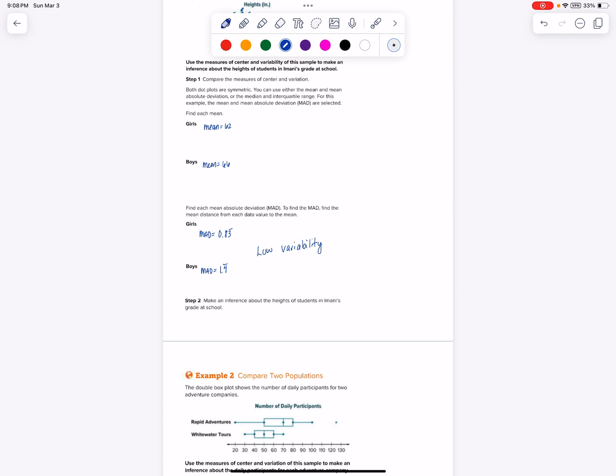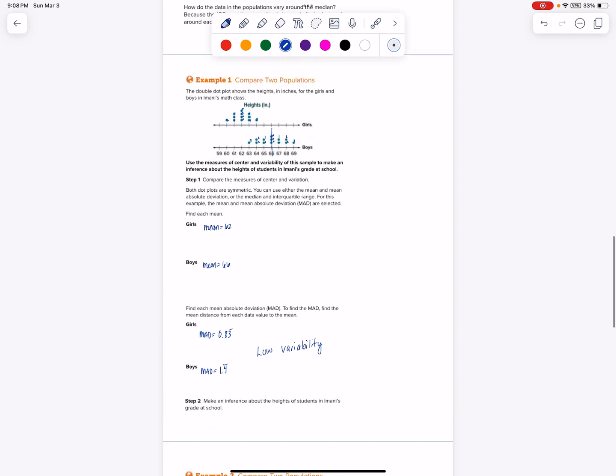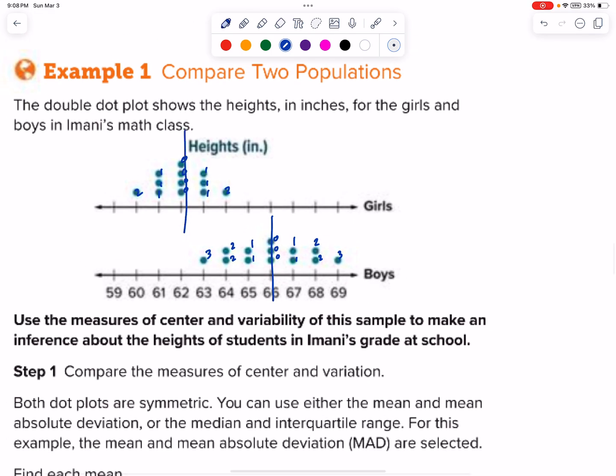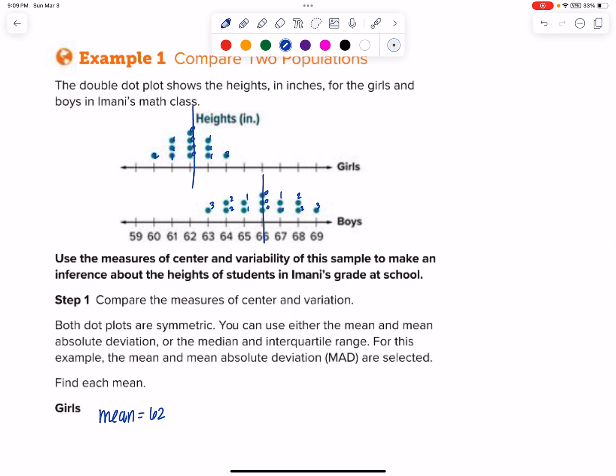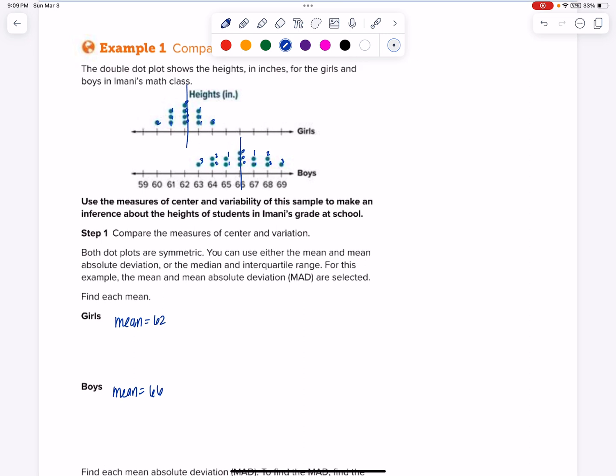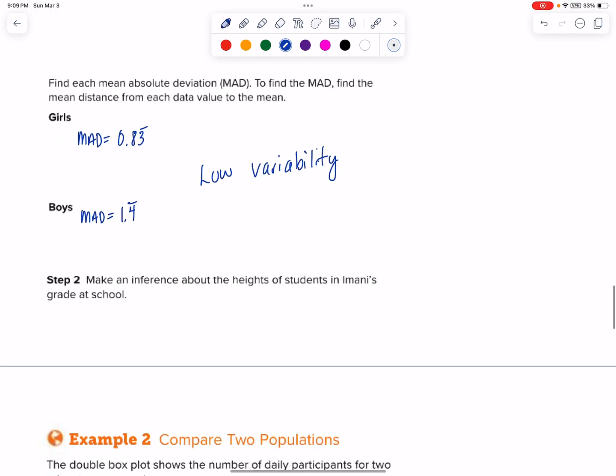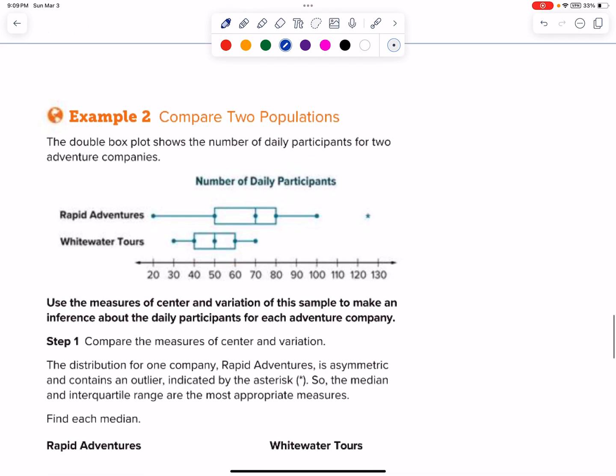Make an inference about the heights of students in Amani's grade at school. I think we can see when we look at the mean of girls and the mean of boys: the mean of girls is 62, the mean of boys is 66. If you just find the difference between those, we could say on average the boys are how much taller. So about 4 inches. So we could say on average the boys are about 4 inches taller than the girls. Let's go ahead and take a look at example 2.